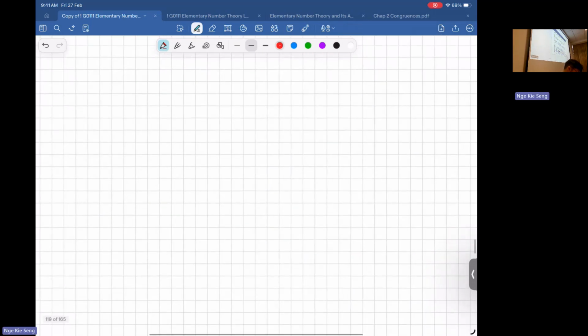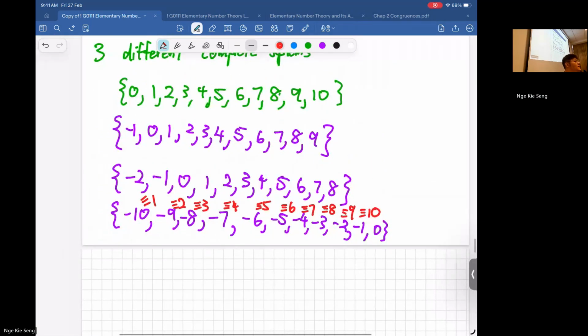Any more creative one? Or any other that is different from these? Purple color, who are you? What's your name? Wang. Can you give a different complete system?